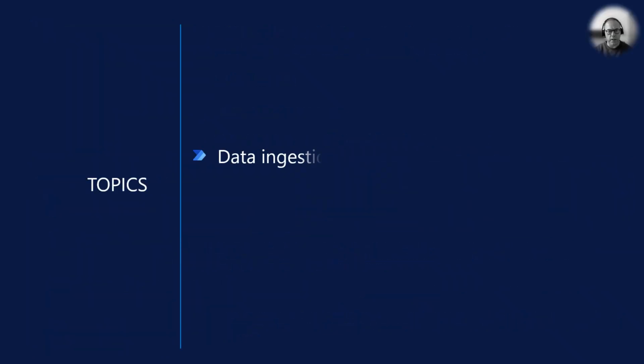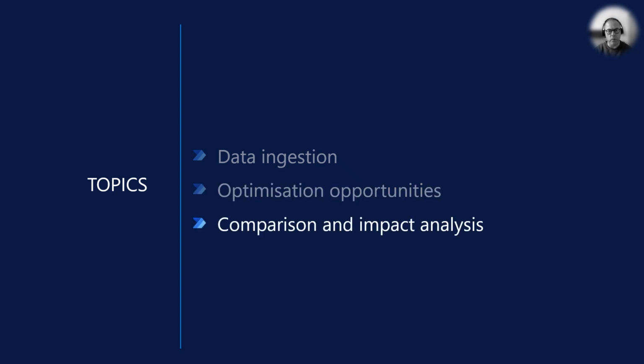In this short video, we'll start by looking at how we can ingest process event data into the process mining tool. Once we have loaded meaningful data into the tool, we will use the capabilities available to understand the process and look for optimization opportunities. When we have found what we believe to be an optimization opportunity, we will compare it to the best practice process to see what the impact is if we optimize the process.